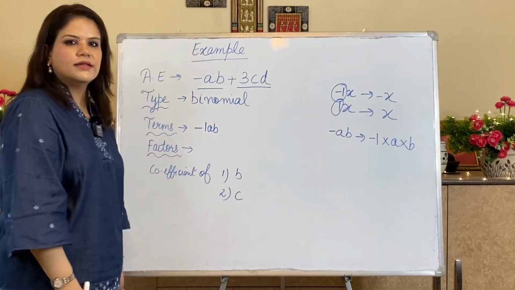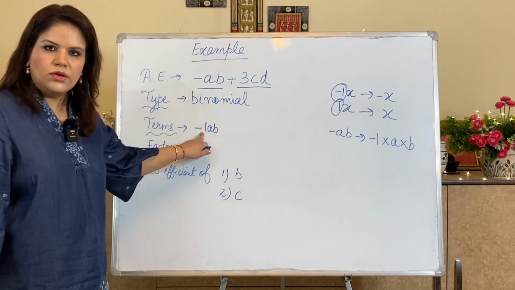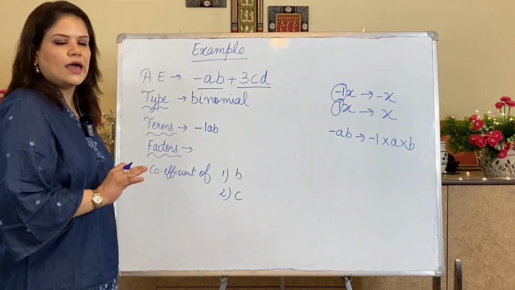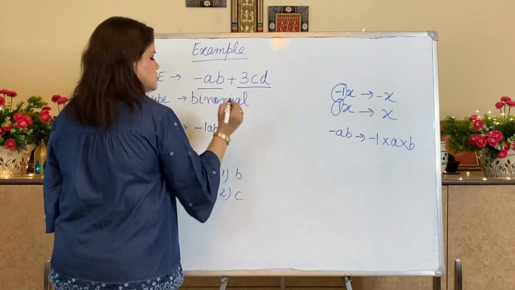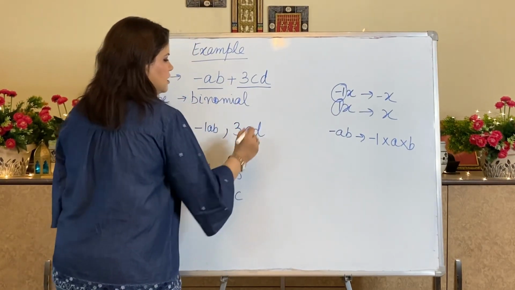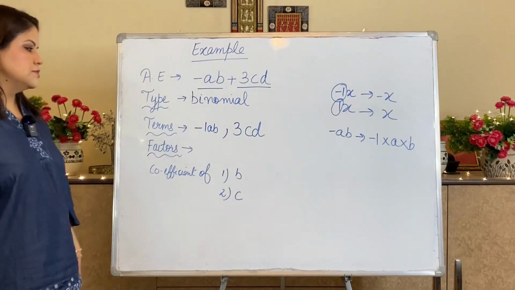Can I write it like this? Yes, I can omit it also. I can write it also. Whatever is my wish, I can write in that way. The second term has a positive sign, so I will write 3CD. So these are my two terms.